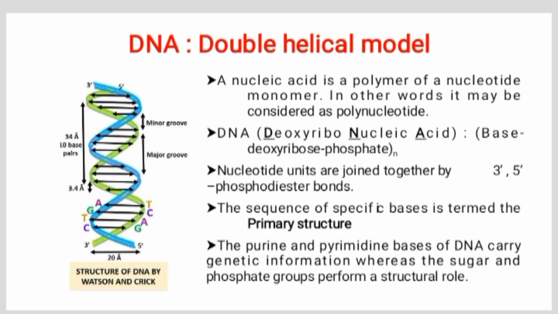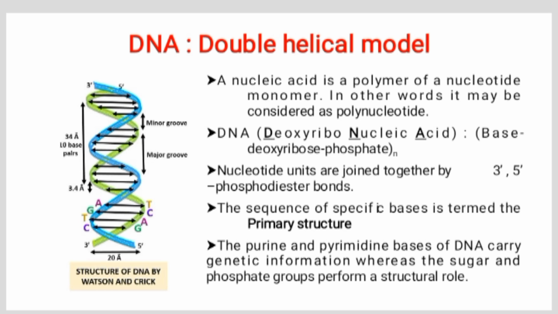Next we will move on to the double helical model of DNA. The double helical model of DNA is otherwise called the Watson and Crick model, or structure of DNA. A nucleic acid is a polymer of nucleotide monomers. In other words, it may be considered a polynucleotide. Already you know that a nucleotide is a nucleoside plus a phosphate group.